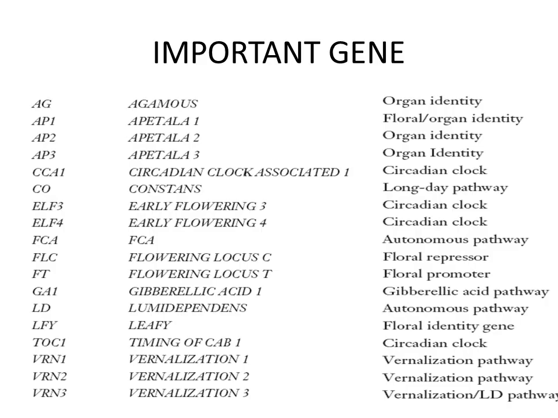Now these are some of the genes which are asked in CSIR NET exams, like AGAMOUS, APETALA 1, APETALA 2, APETALA 3, CONSTANS, CIRCADIAN CLOCK ASSOCIATED 1. These are some of the genes with their functions or varieties.